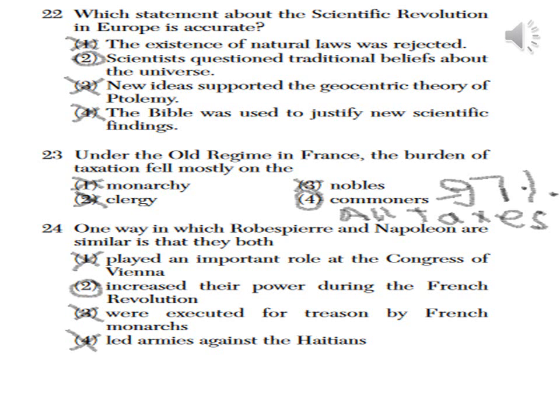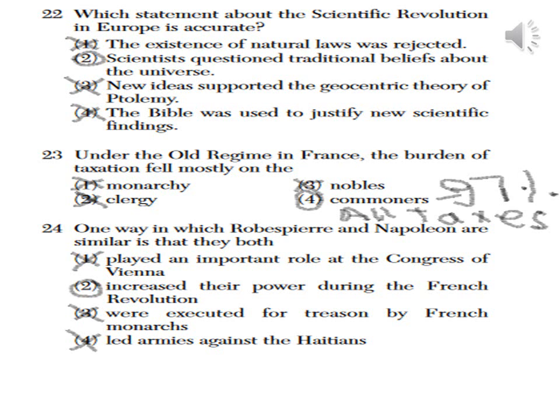Number 3, new ideas supported the geocentric theory of Ptolemy. Absolutely not, because the geocentric theory of Ptolemy stated that Earth is the center of the universe. But during the scientific revolution, people looked at Galileo's theory that it is the sun that's the center of the universe. And answer number 4, the Bible is used to justify new scientific findings. No, it's wrong. So, number 2 is the right answer.